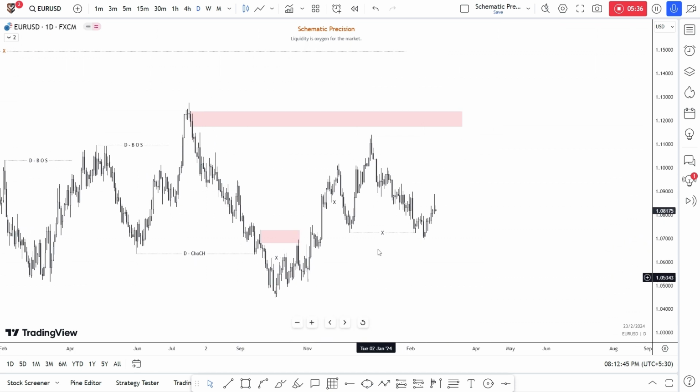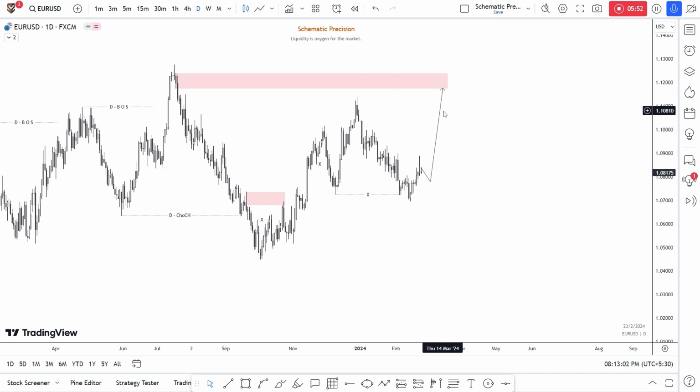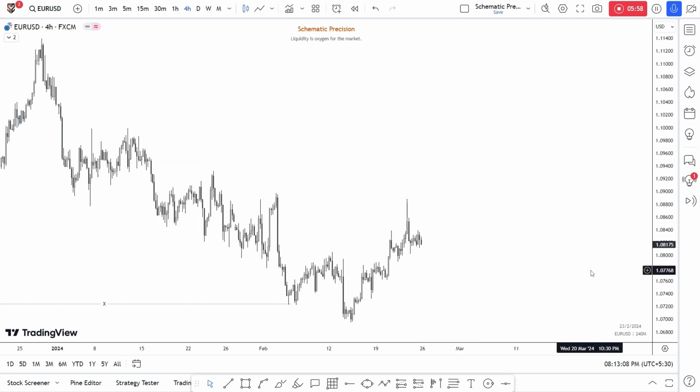So before we go down, as per the daily time frame, as we have this daily change of structure, I'm expecting price to go higher to mitigate this POI on the extreme on daily before we go down. This is a little bit on the higher time frame. Let's jump onto the lower time frame to see what might happen in the upcoming week.